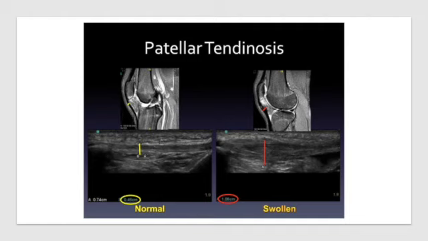Taking a look at patellar tendonitis here, on MRI we can see some swelling and some damage happening at the patellar tendon, but we can also see a lot of that swelling happening on ultrasound as well.